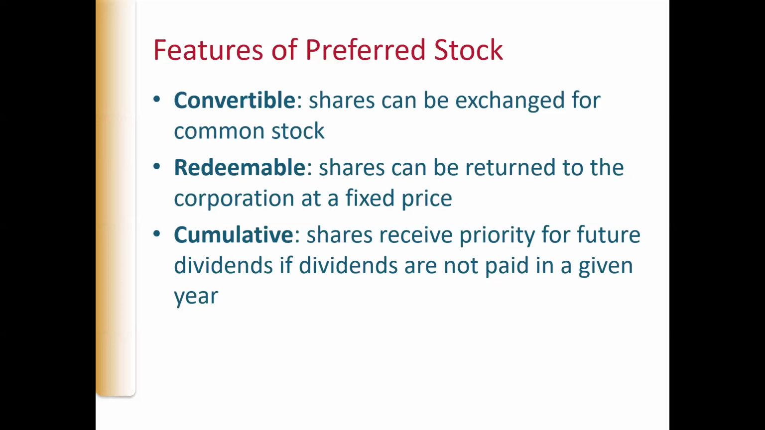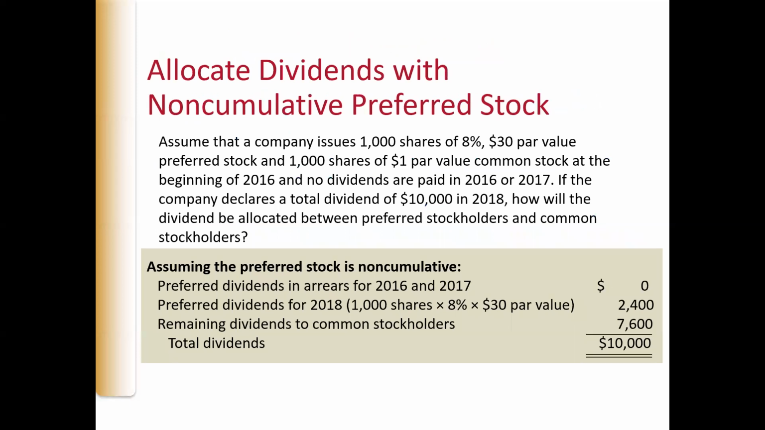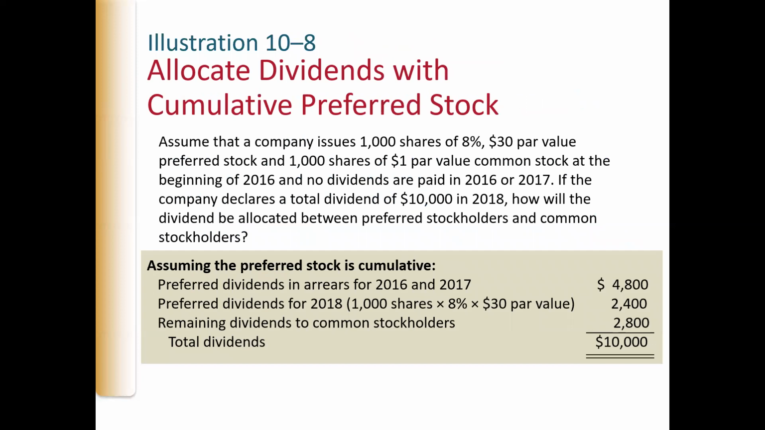So we'll show examples of what we're talking about here. In this example, assume a company issues 1,000 shares of 8% $30 par value preferred stock and 1,000 shares of $1 par value common stock at the beginning of 2016. No dividends were paid in 2016 or in 2017. But in 2018, the company decided to issue $10,000 worth of dividends.